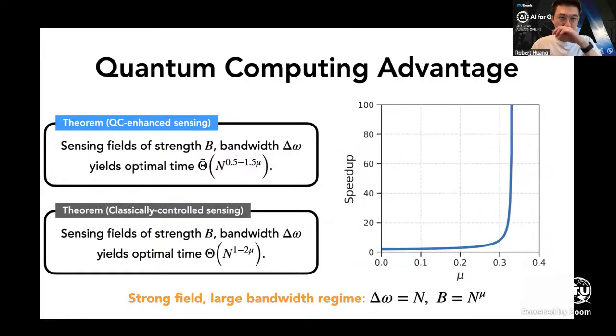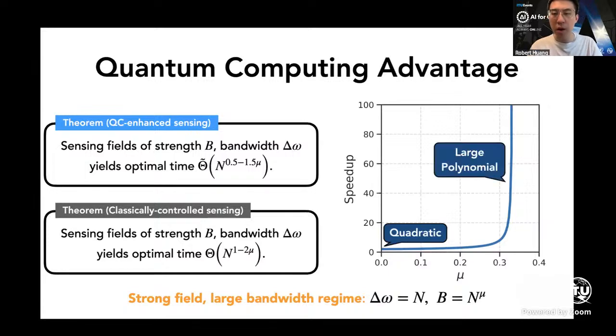And now we can plot the speedup. When mu equals 0, we plug it in and get N to the 0.5 here, and N to the 1 there, and hence it's just a quadratic speedup. But now if we plug in something like mu equal to 1/5, we can do a simple calculation. It's N to the 0.2 here, and N to the 0.6 there. So now it's N to the 0.2 versus N to the 0.6, which is a cubic speedup. So when mu equals 0.2, we actually get a cubic speedup.